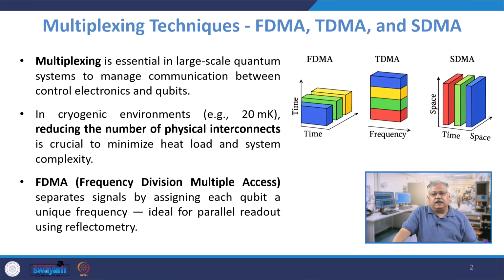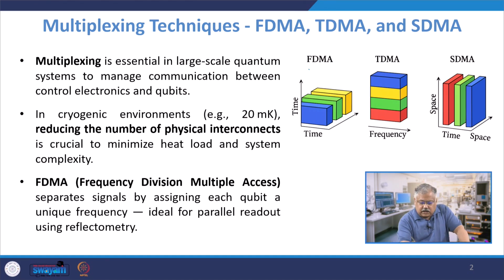Why is this required? Because the bandwidth is limited in terms of carrying the signal, but if you want to carry a larger number of signals, a larger number of bits, we generally use these multiplexing techniques. If you look at FDMA, which is frequency division multiple access, then it basically separates the signal assigned to each qubit by a unique frequency. And typically if you want an ideal readout circuitry where you do a parallel readout, we use FDMA. So, it is frequency division multiple access.